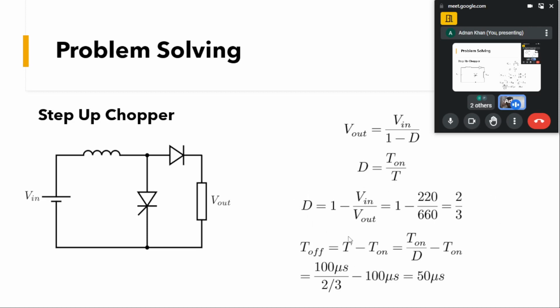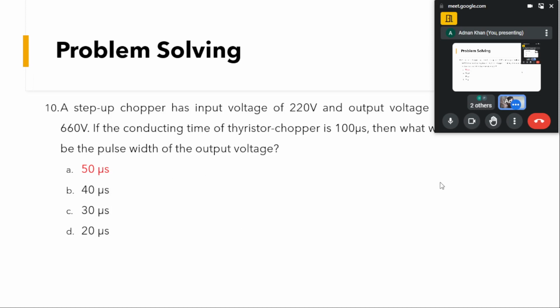Here we are able to calculate the value of D. If we substitute that, T off will be equal to T minus T on, where T is equal to T on by D, minus T on. Now we have everything to calculate T off in terms of T on, which is known to us, and D, which is already known to us. When we substitute the values of T on and D, the value will be equal to 50 microseconds. That is the answer to this question: 50 microseconds.